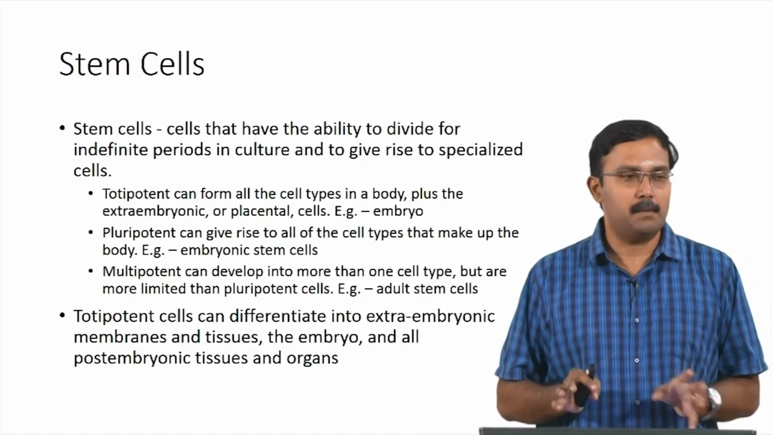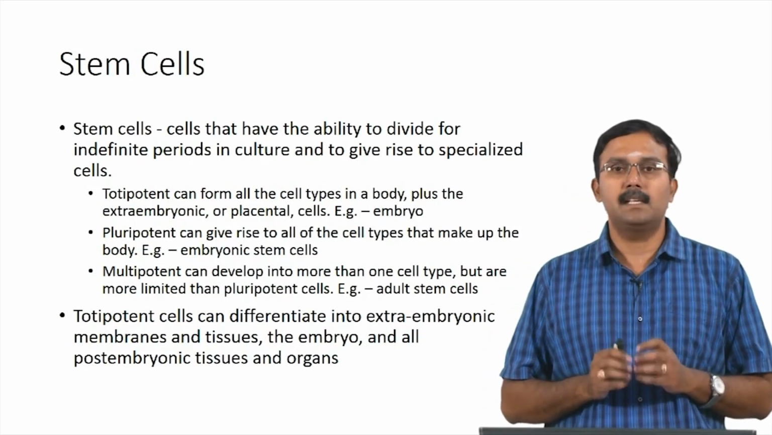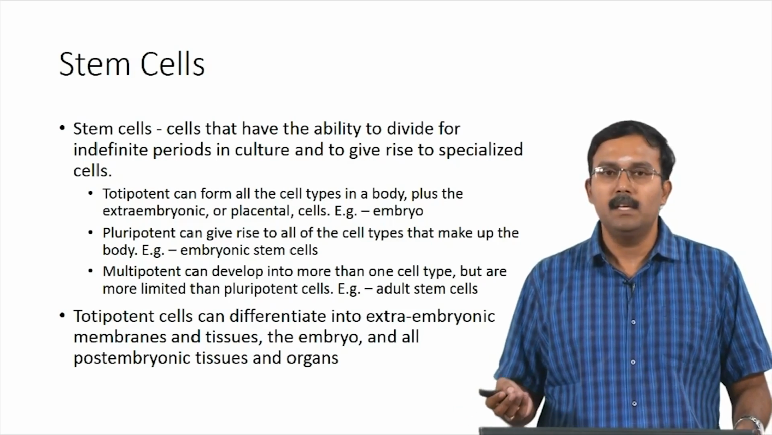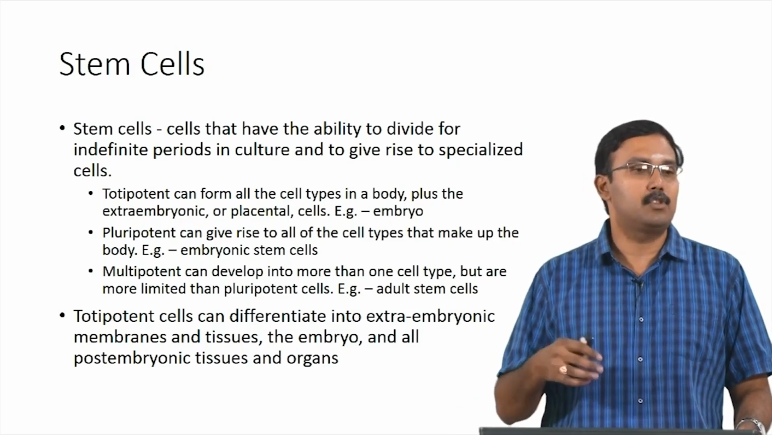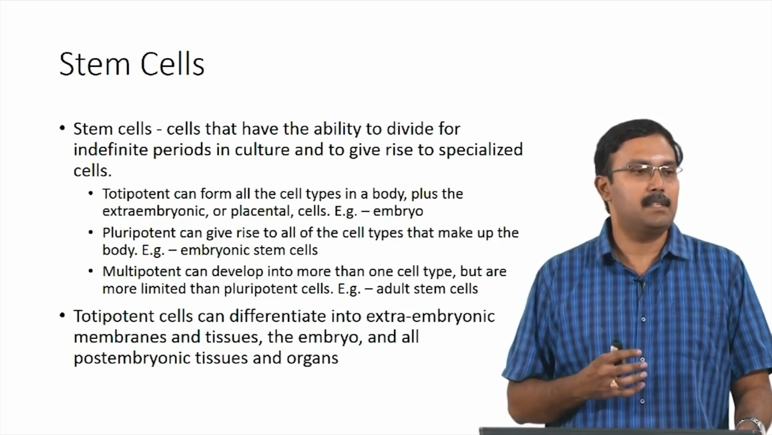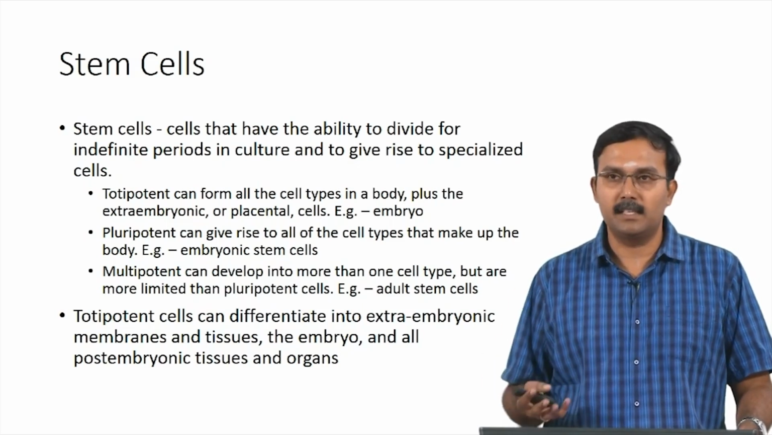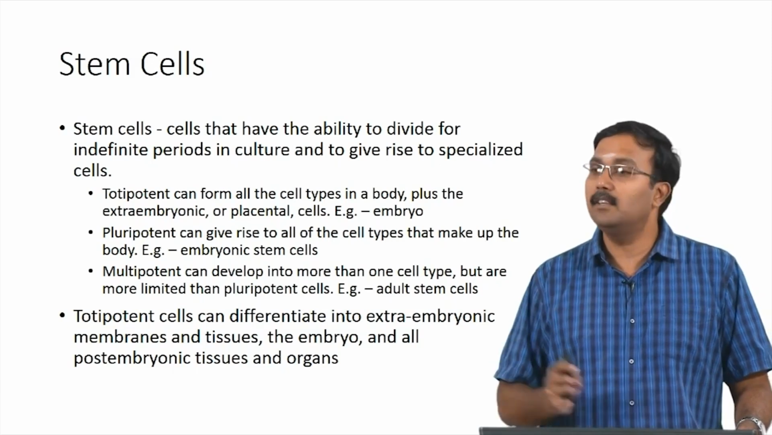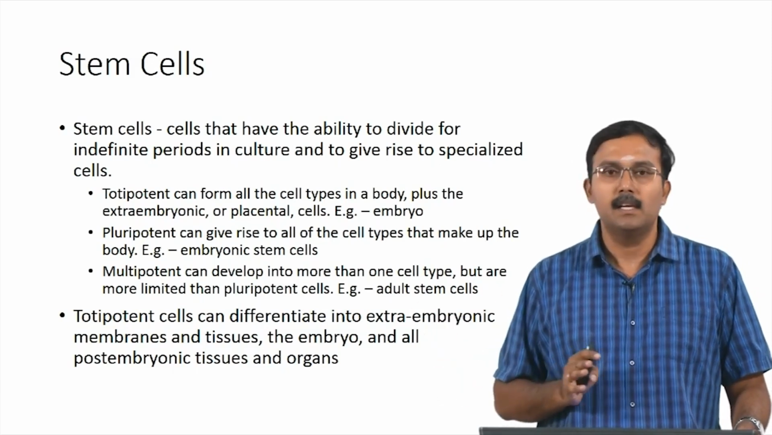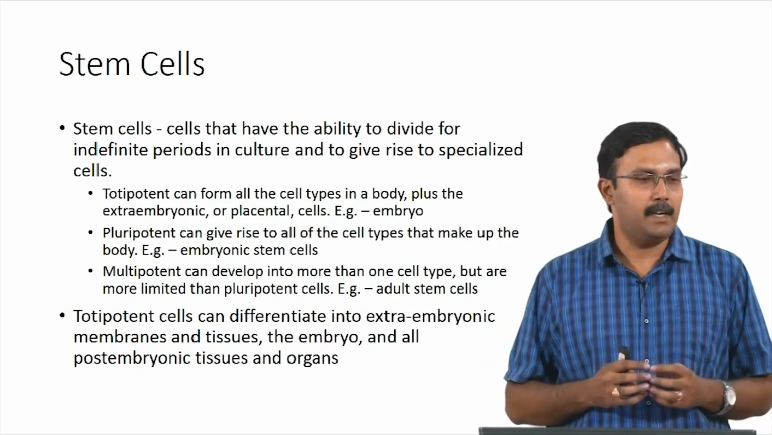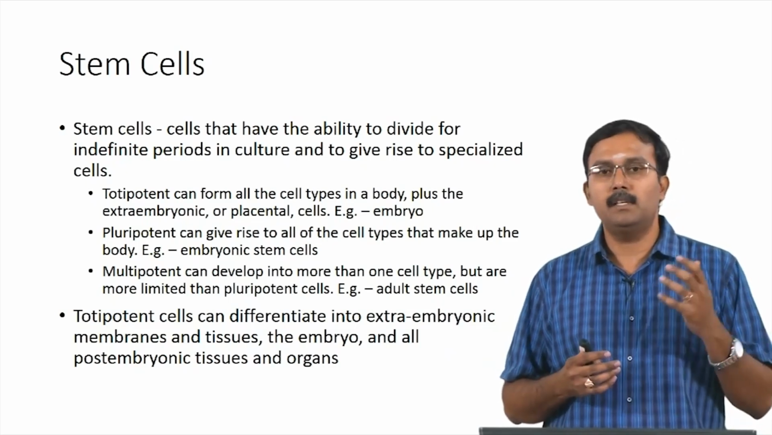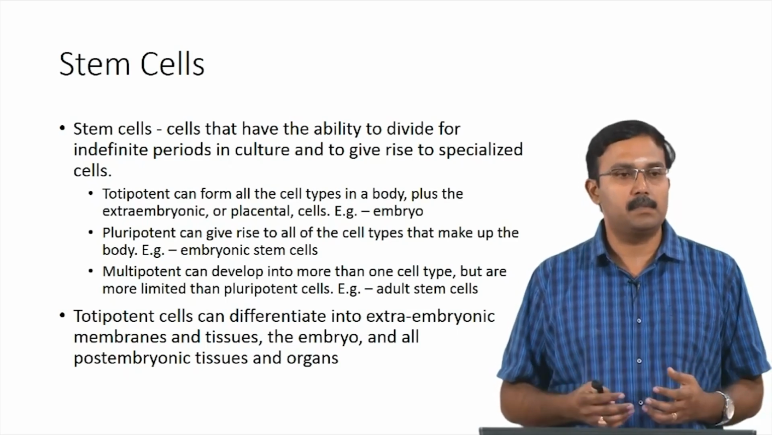So, what are stem cells? Stem cells are cells that have the ability to divide for indefinite periods of time in culture and can give rise to specialized cells. They themselves do not have any special functions. So, they are undifferentiated and they can differentiate into different types of cells. There are 3 different types of stem cells. They are called the totipotent, pluripotent and multipotent stem cells.